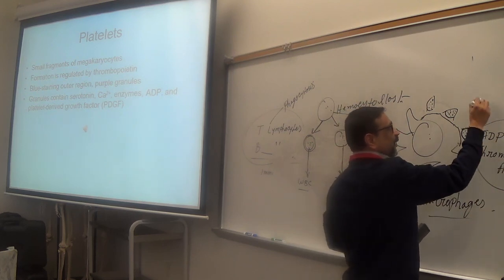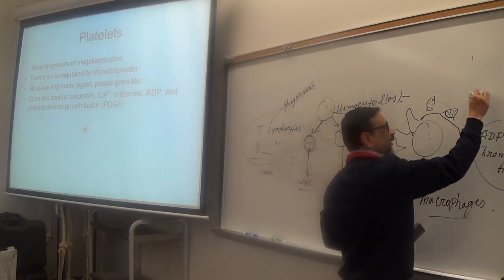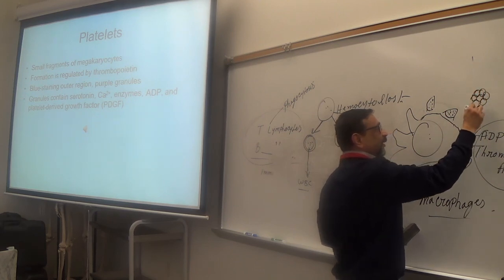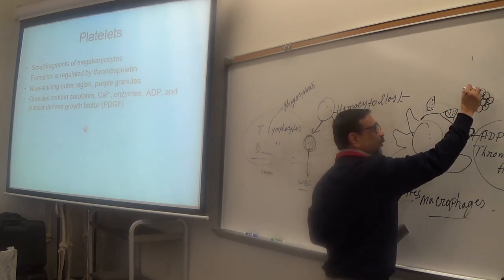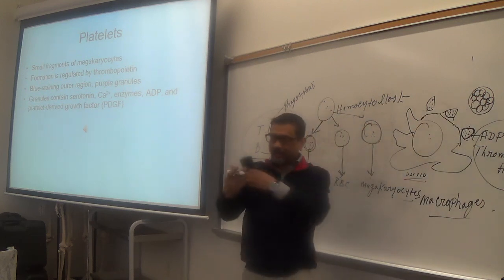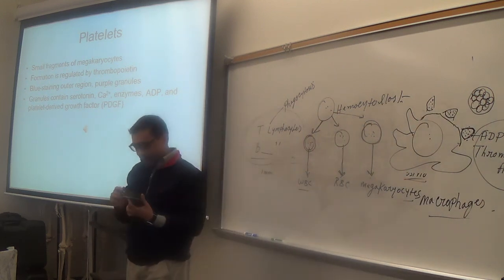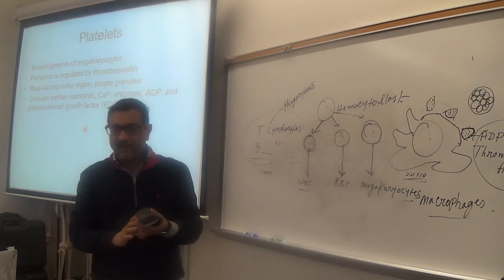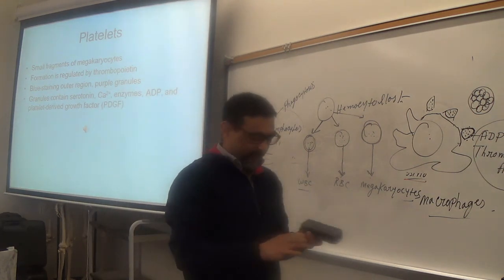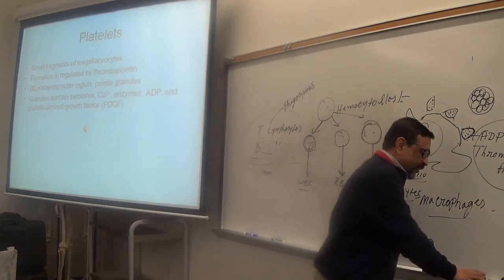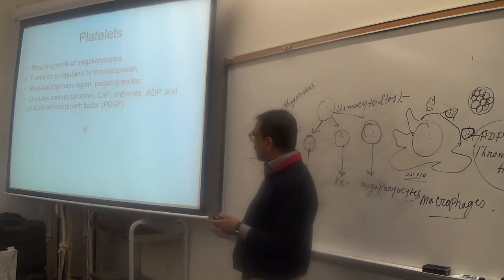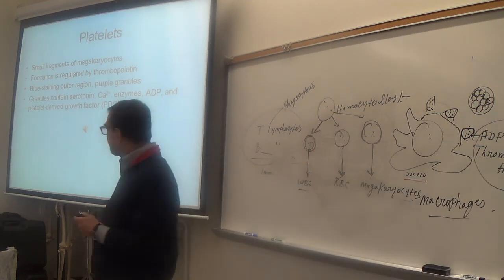So what happens when you get a cut, the platelets get together, get attached to each other to form a plug to seal the cut. So these two chemicals, just remember, are present in the platelets and they are helpful to form the clot.